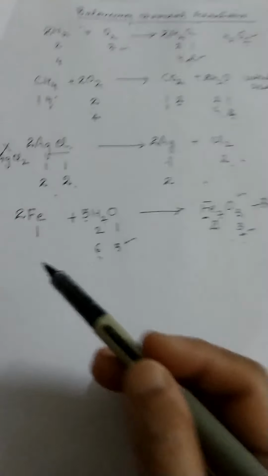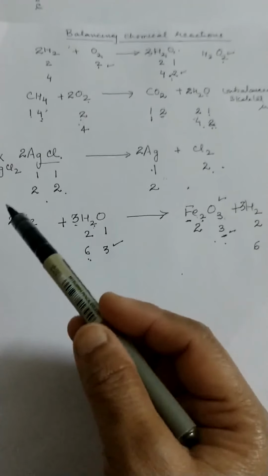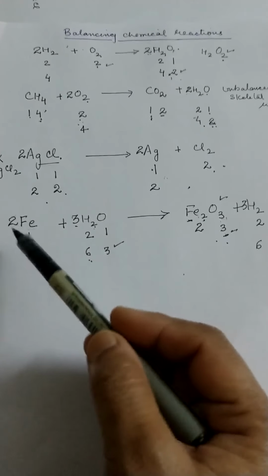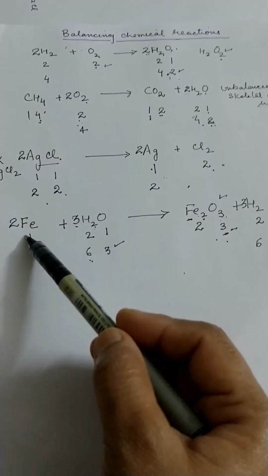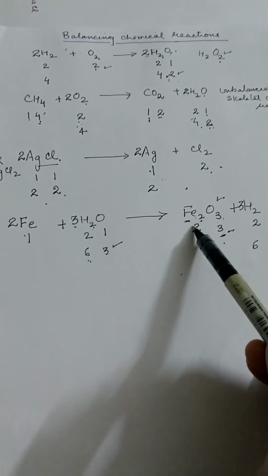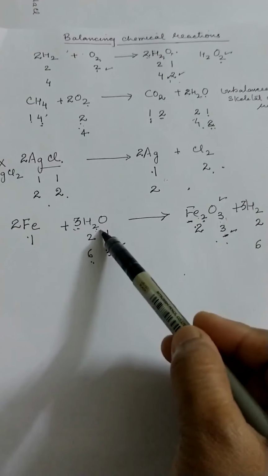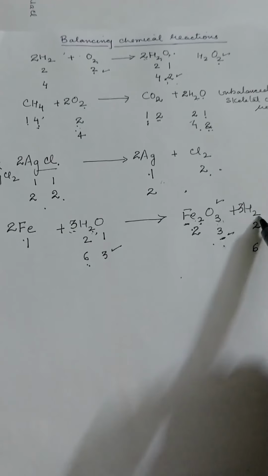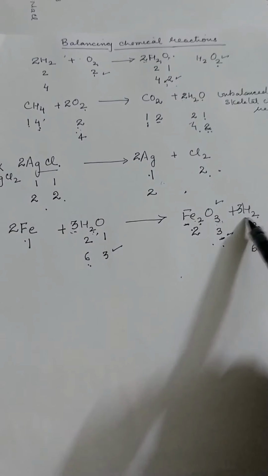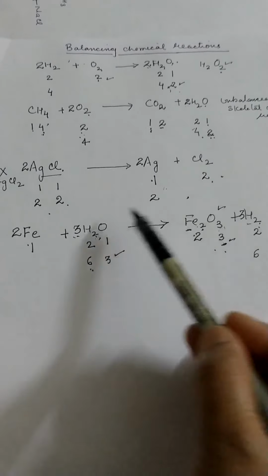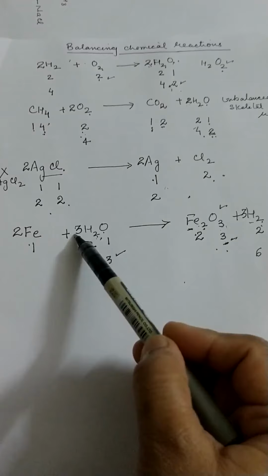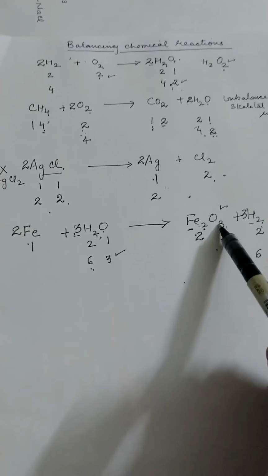Now if you check this whole chemical reaction, you find this reaction is balanced. Iron 2 atoms. Fe2, 2 atoms. Hydrogen 6 atoms. Hydrogen has become 6 this side. 3 into 2, 6. Oxygen 3. And here also oxygen 3.